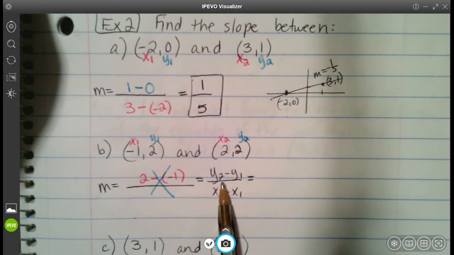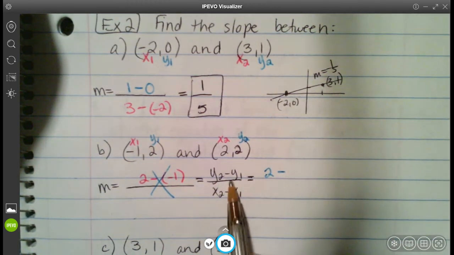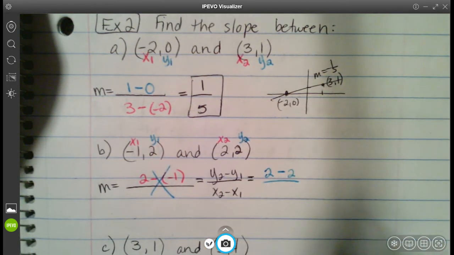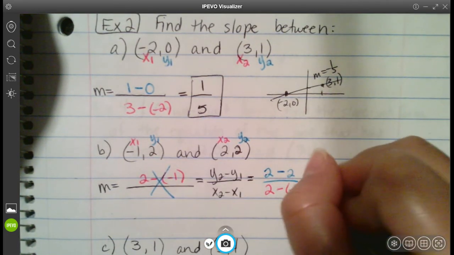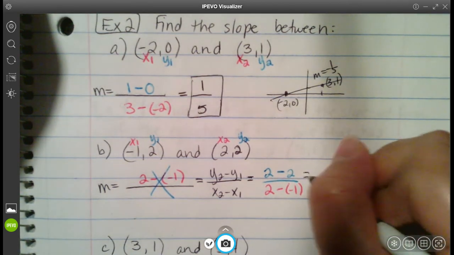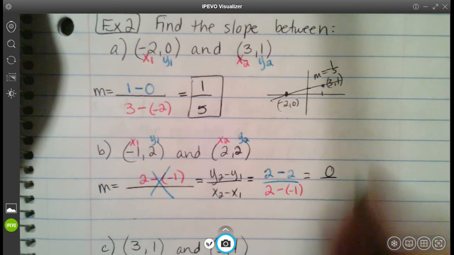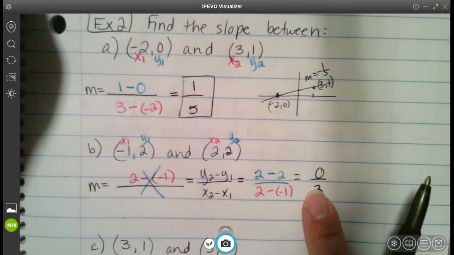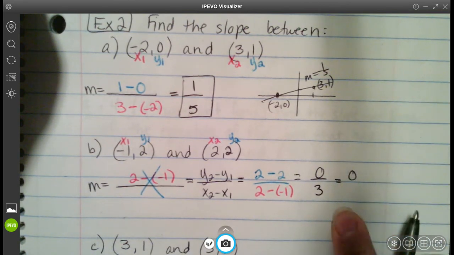Okay. All right. So y2 would be 2 minus y1. So that would be 2 also. Okay. x2 would be your 2 here minus x1. So -1. Okay. And then we would go ahead and simplify this. So 2 minus 2 is 0. 2 minus -1 is actually 2 plus 1, which would be 3. Okay. And 0 divided by 3 is just 0. So that means that my slope here is 0.